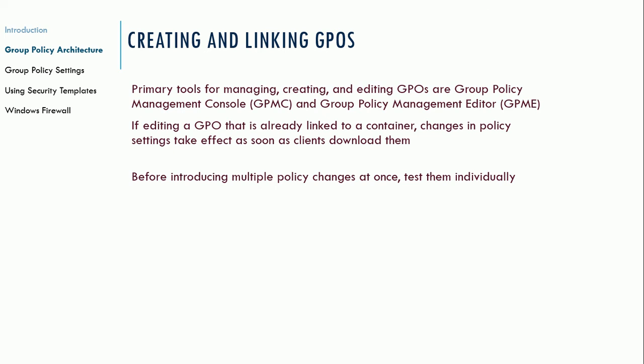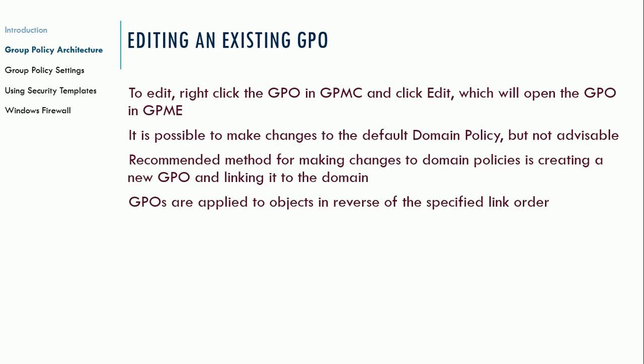So if you're editing a group policy that is already linked to a container, changes in policy settings take effect as soon as the clients download them. By the way, there's no save option in GPME. Every time you make a change, it gets saved immediately, so you don't actually have to save it. Kind of like working with a database. Same sort of concept. So if you want to edit an existing GPO, you're going to right-click on the GPO in the GPMC and click Edit, which opens the GPME, which is the editor. So again, you go in GPMC, it'll be a tree structure. You right-click, you're going to edit, and then you'll be in the editor, and you can make changes to various policies.